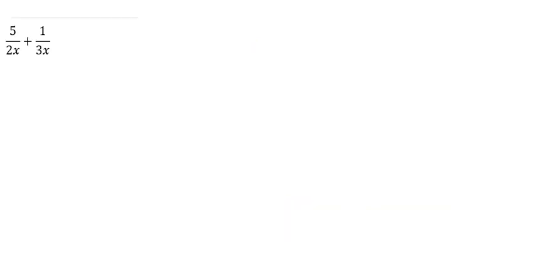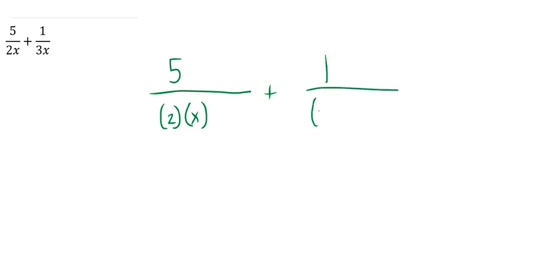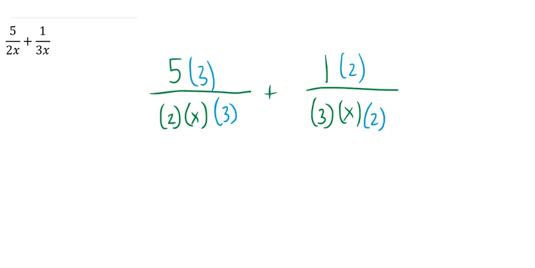Another. I have 5 over 2 times x. I make the denominator as factored as I can. That way I can see all the little factors that need to go in each thing. There's an x in both of them, so that's fine. But the first fraction is missing that 3. And the second one is missing a 2. So now they match. Now both of them have a 6x on bottom. 3 times x times 2, that makes 6x.